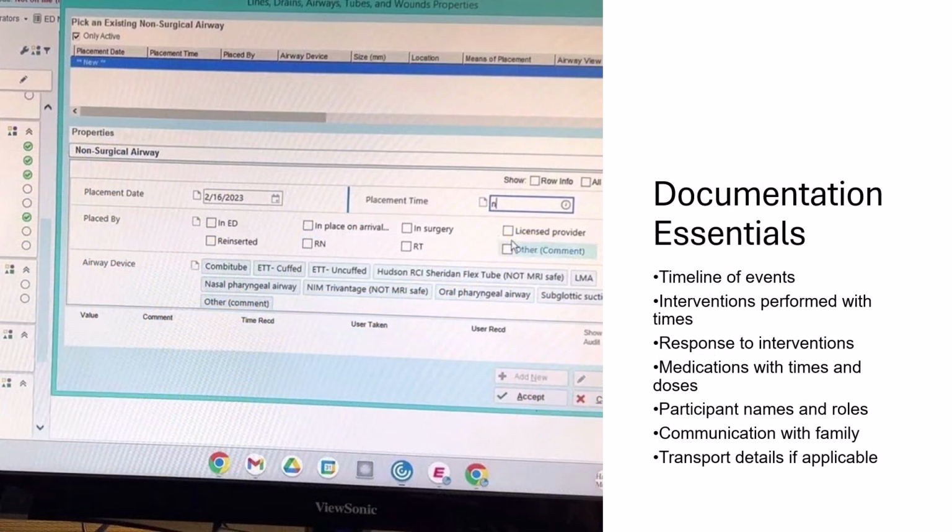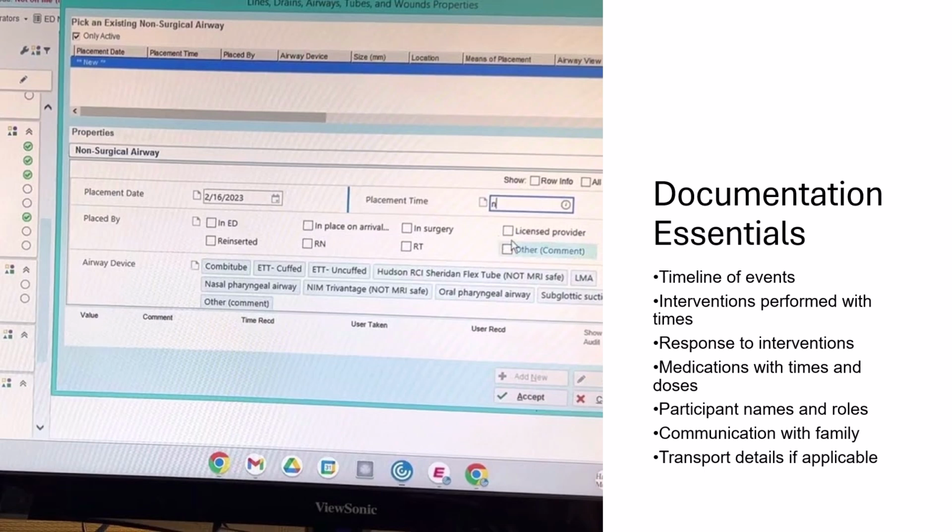Documentation of resuscitation is legally and clinically important. Include a timeline of events, what happened when, and document all interventions performed with times noted. Record the baby's response to each intervention. List medications given with times and doses.